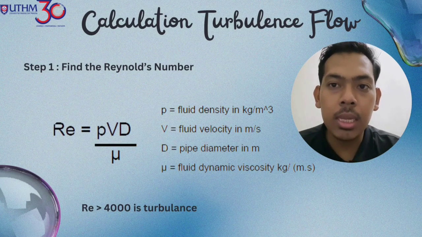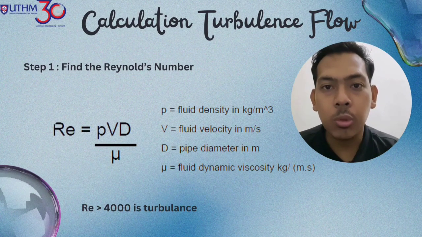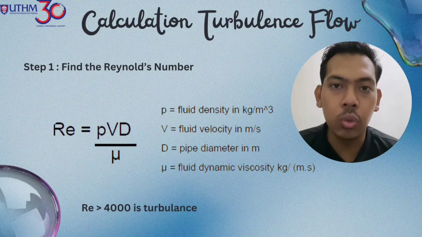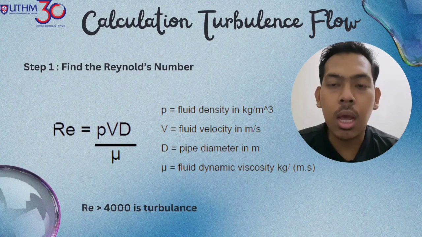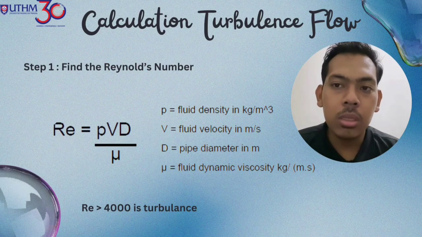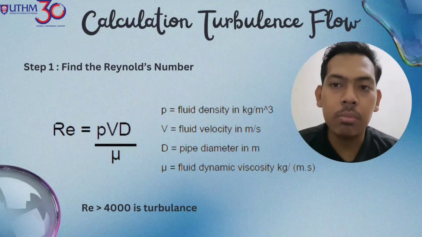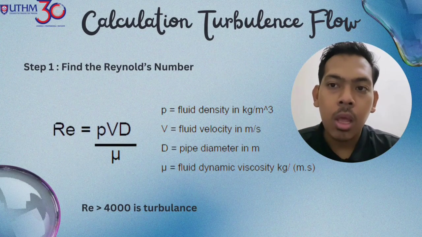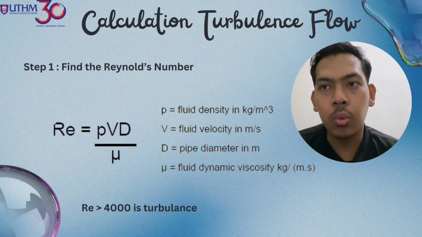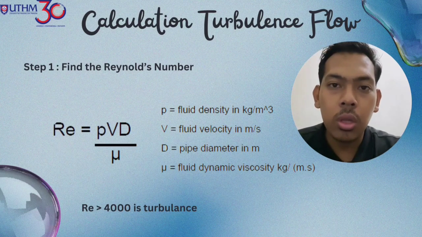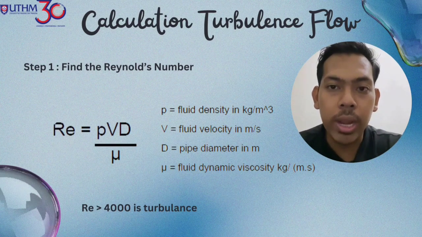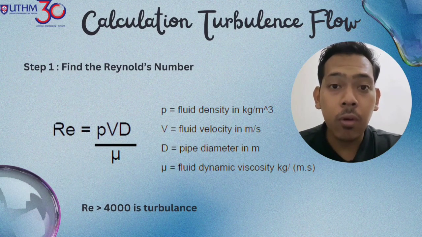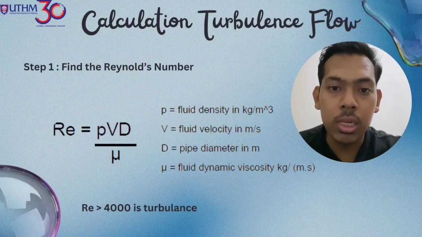For the first step, we must find the Reynolds number. The Reynolds number formula is equal to rho V d divided by mu, which is fluid density times velocity of fluid times diameter of pipe, divided by the fluid dynamic viscosity. All the formula must be calculated in SI units. For the Reynolds number, we must know that it must be more than 4000 if we want to tell that it is turbulence.